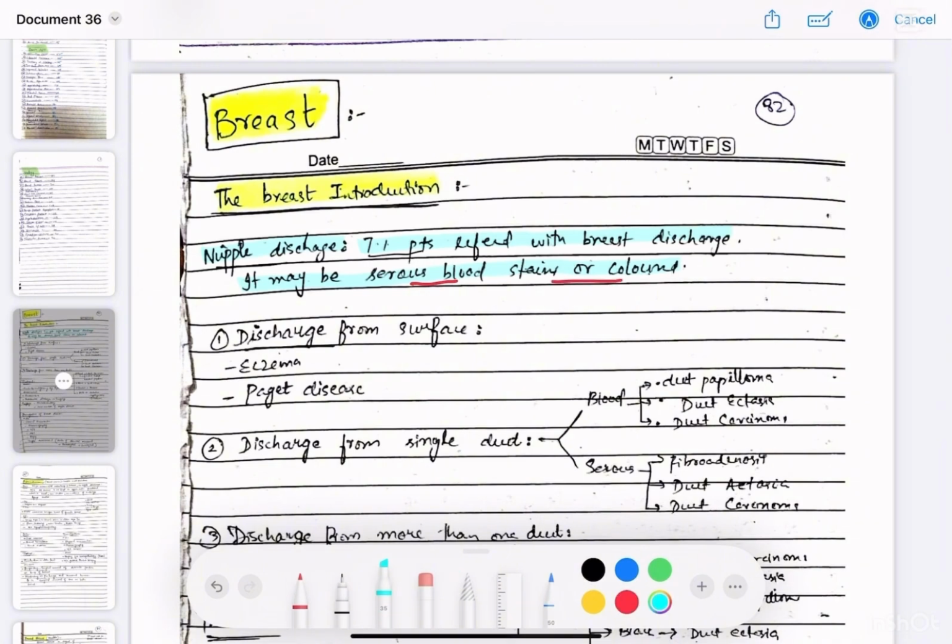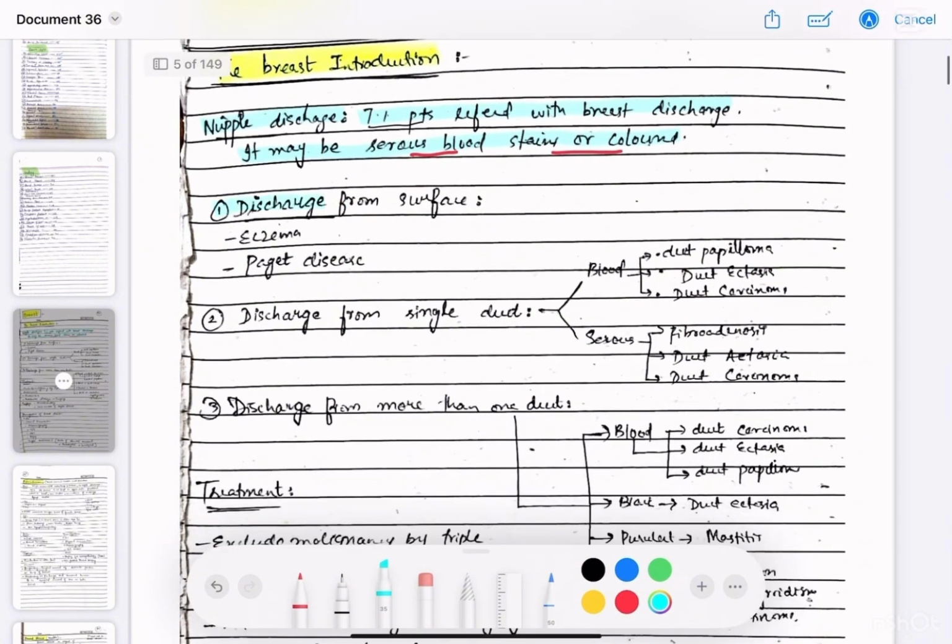If the discharge is from the surface, then it is eczema or Paget's disease. Okay. Whenever a patient comes with discharge of the breast, the differential diagnoses are eczema and Paget's disease.